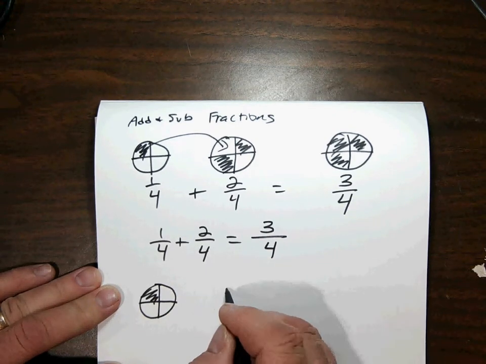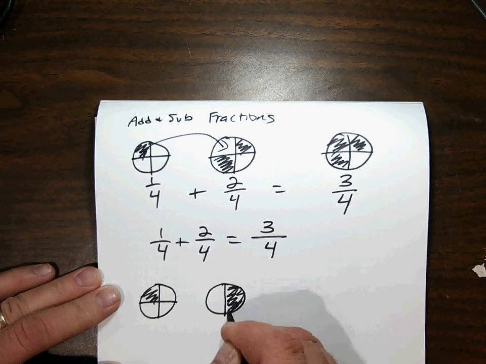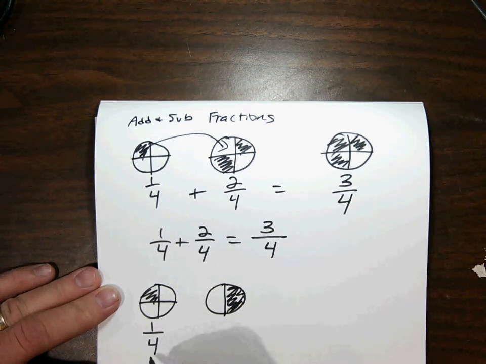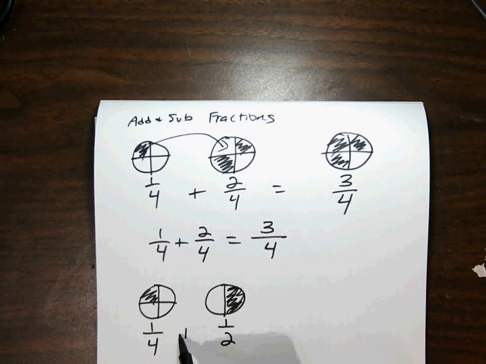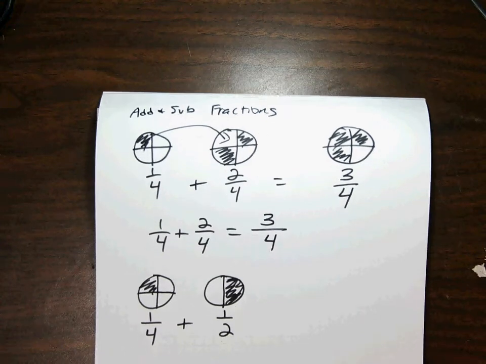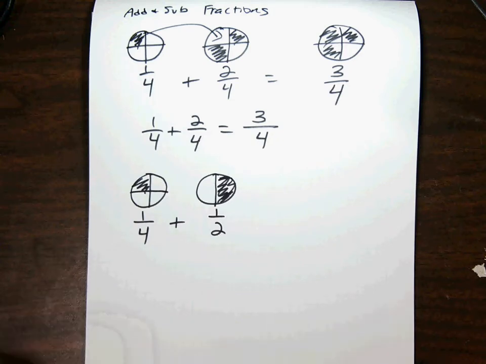Okay, if I've got that pie and then I've got this pie, well this is 1/4 and this is 1/2. Okay, and I want to try to add them together. It doesn't make sense. The pieces aren't the same size, okay? One piece is much smaller than the other piece. How can I put those two pieces together and claim that I've got two pieces somehow? It doesn't make any sense.